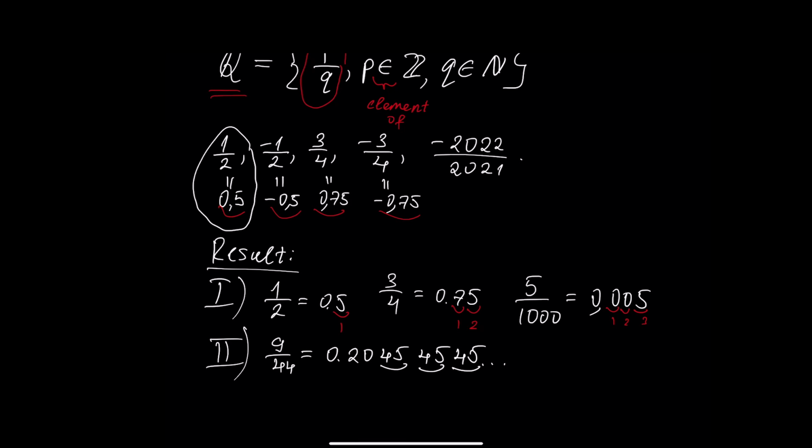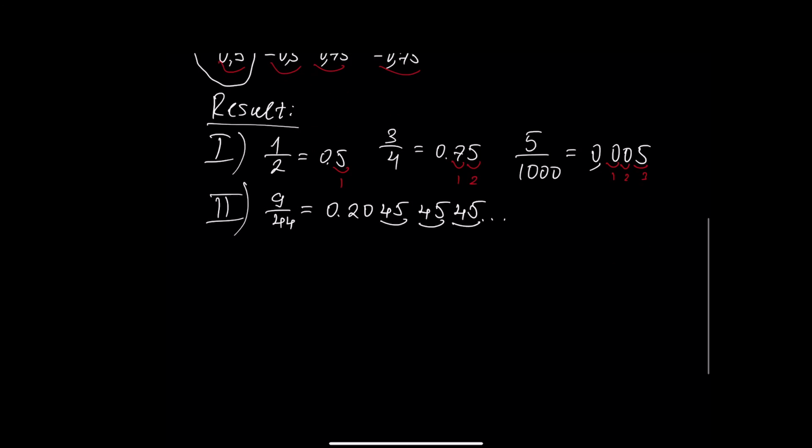This is the result. So once again, any rational number has decimal representation where the number of digits is finite, or it's infinite, but it has a period. Let's consider an example.